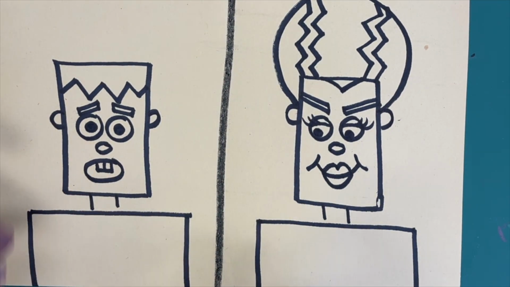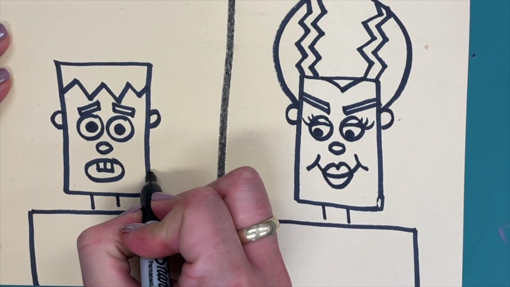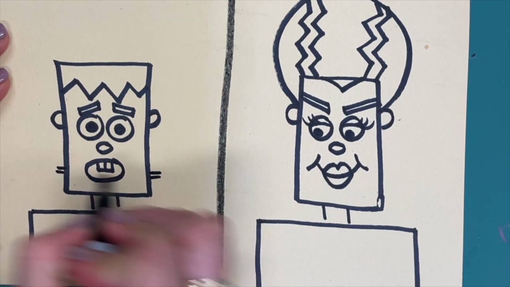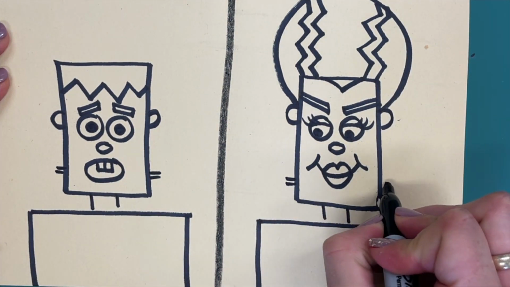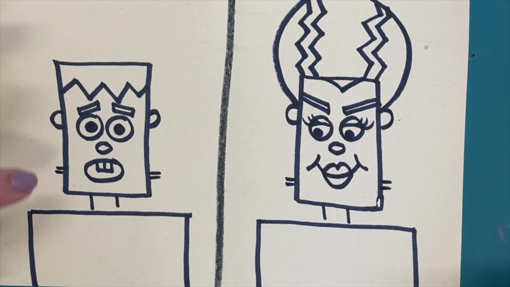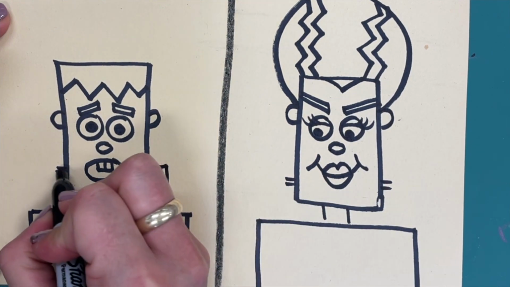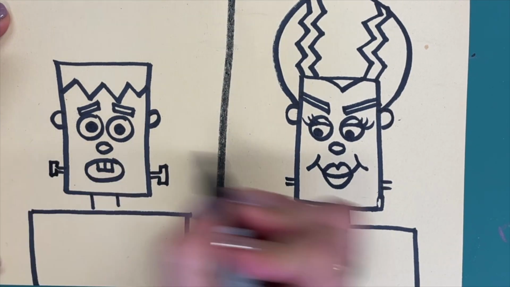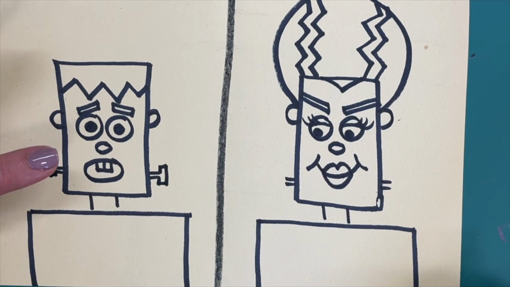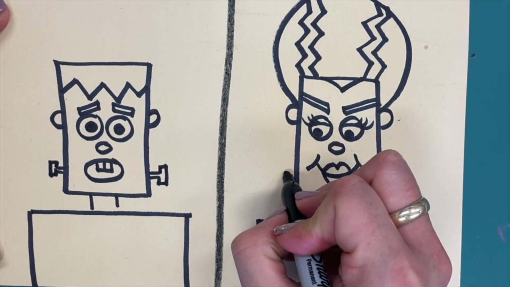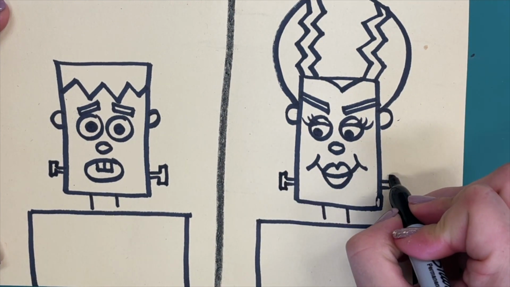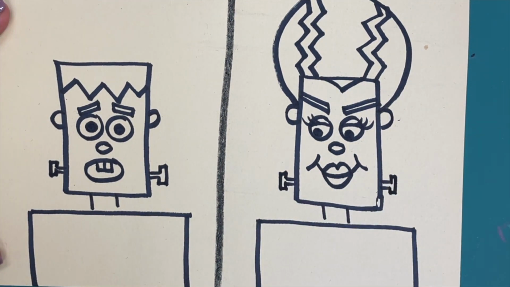So both the Bride of Frankenstein and Frankenstein had these bolts coming out of their neck. So 2 horizontal lines coming outward and a long, tall, not too long, I should say, vertical rectangle coming off of there.